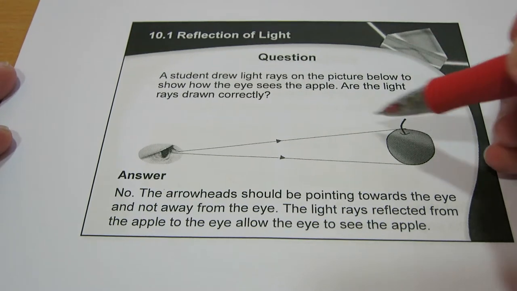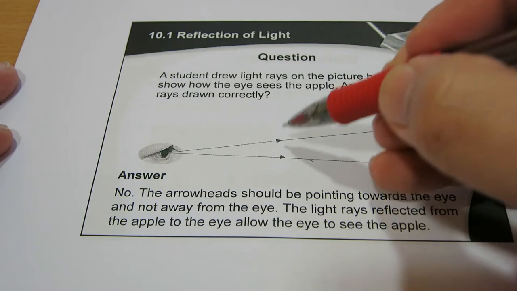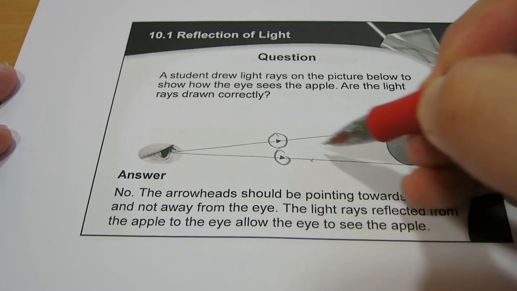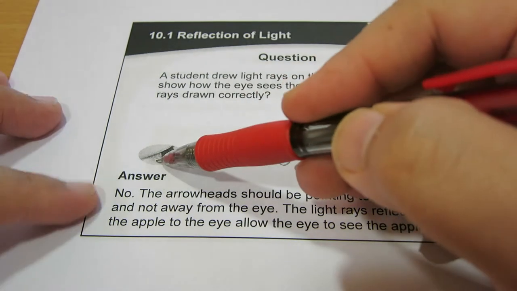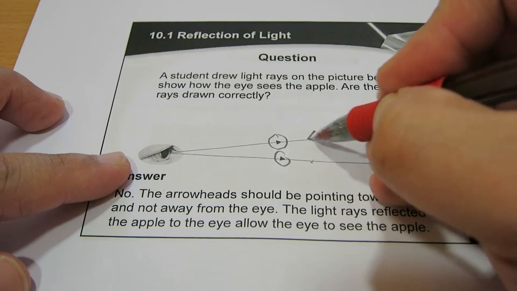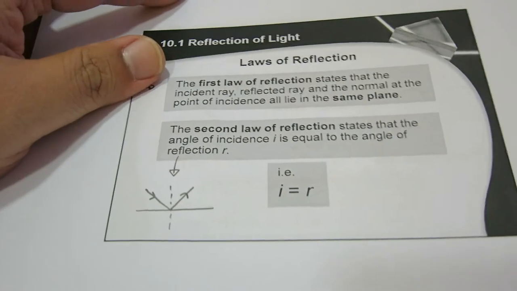Is there anything wrong with this diagram? Yes, there is. What is wrong is that the arrowheads are pointing towards the apple. For a person to see the apple, the light ray actually must be coming from the apple and going into the person's eye. That's why you can see. So just take note. Now, there are two laws of reflection that you need to know.